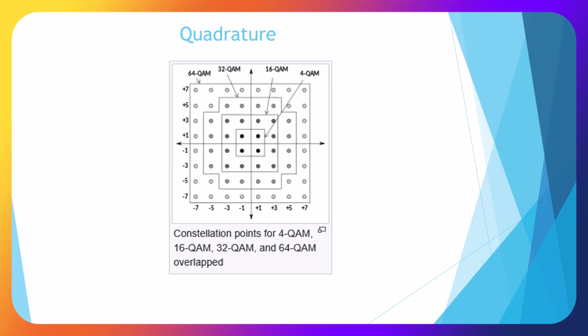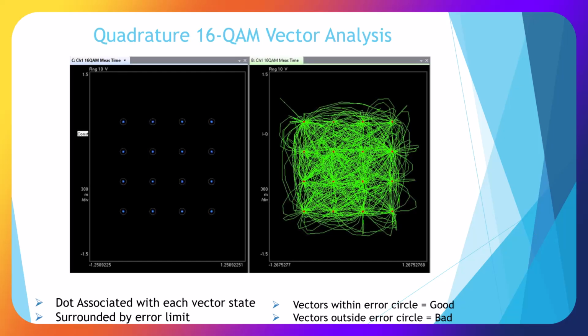Okay, here's a map going from 4, 16, 32, and 64 points for different QAM signals. They actually have 256 and 4096, I believe now, for 7. So anyway, okay, here's a Quadrature 16 QAM vector analysis.